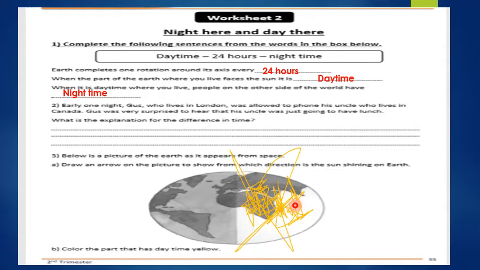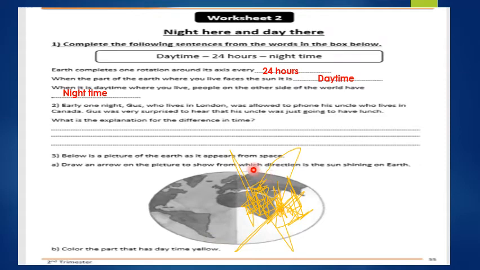Now I will give you a fun fact. It appears here that this part is the part where it's daytime, and this part is the part where it's nighttime. This is the east, guys, and this is the west. This is Africa, this is Egypt. So this is the east and this is the west.